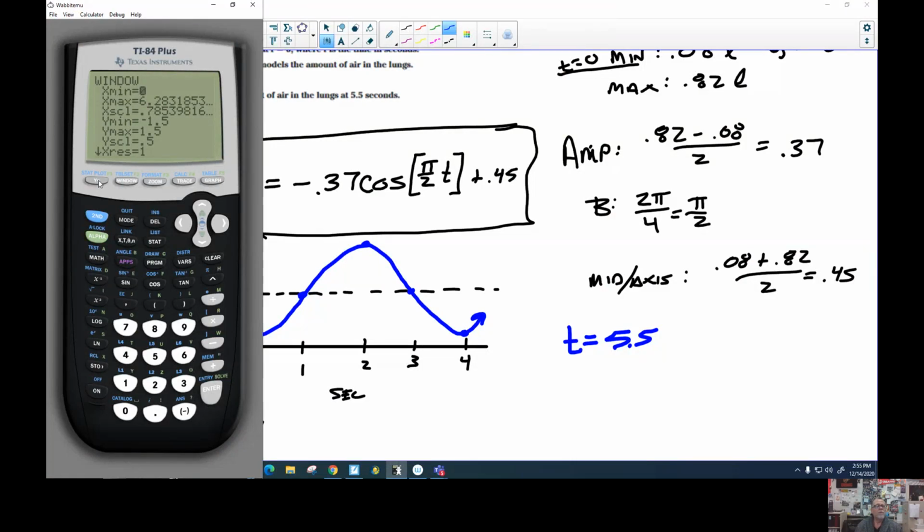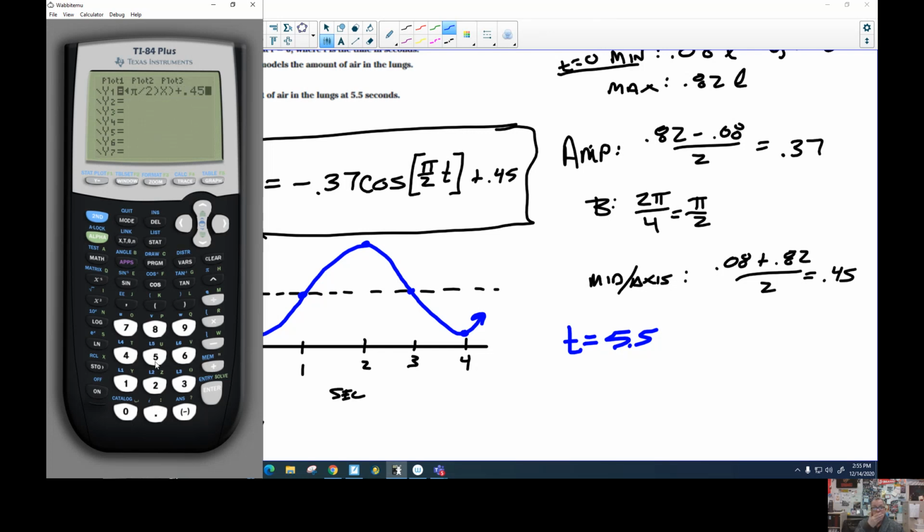All right, I'm going to graph this first, doing y equals, clear. Let's do y equals negative 0.37 cosine of pi over 2. I'm going to put that in parentheses, pi divided by 2, and then that's times t. That'll be our x in this case. Close those parentheses. And then plus 0.45.